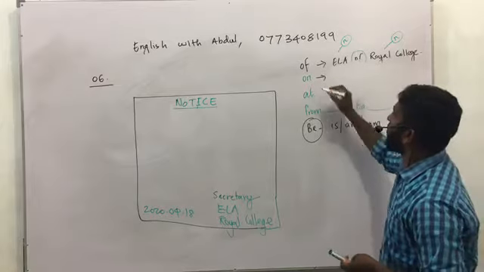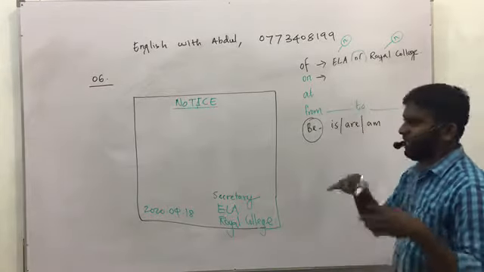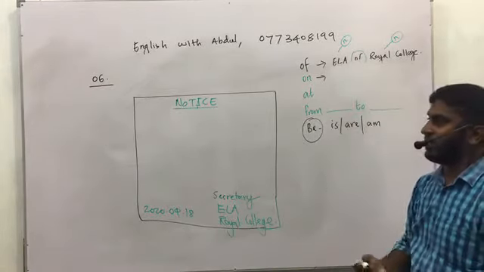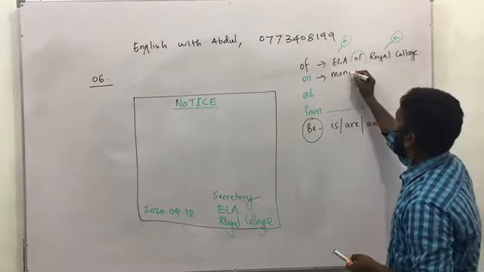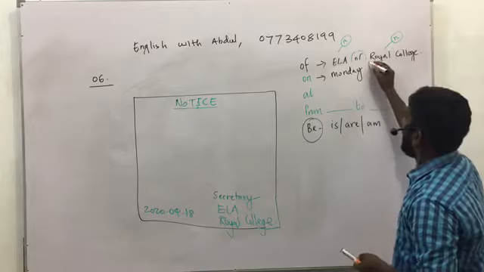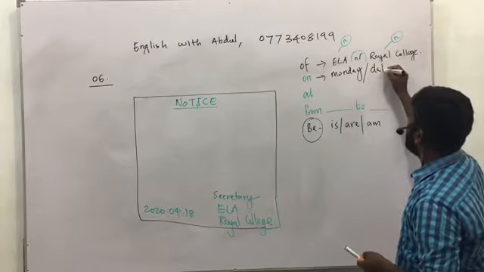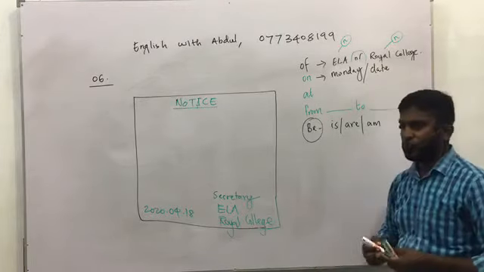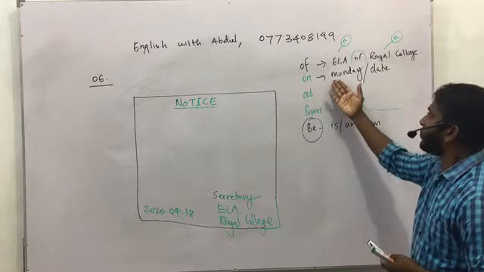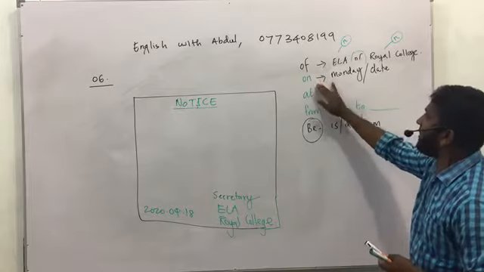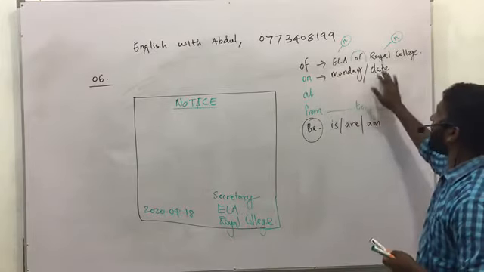So "on" has different usages in the English language, but in the notice we can write a day or a date. After "on," which is also a kind of preposition, we can write a day or a date.